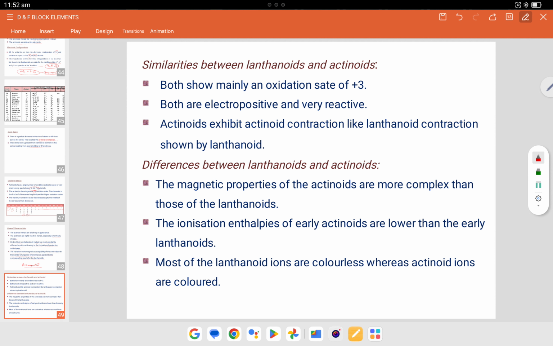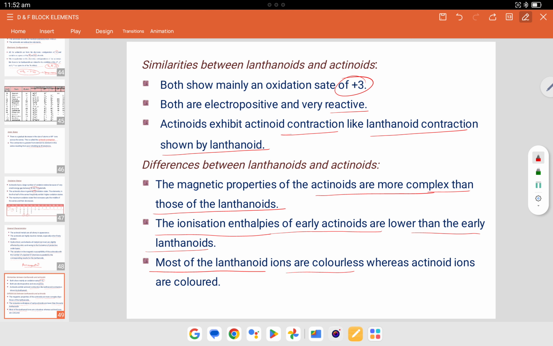Similarities between lanthanoids and actinoids: both show +3 as a common oxidation state. Both are electropositive and very reactive. Actinoids exhibit actinoid contraction like lanthanoid contraction. Differences between lanthanoids and actinoids: the magnetic properties of the actinoids are more complex than those of lanthanoids. The ionization enthalpies of early actinoids are lower than those of early lanthanoids. Most lanthanoid ions are colorless, whereas actinoid ions are colored because of unpaired electrons.